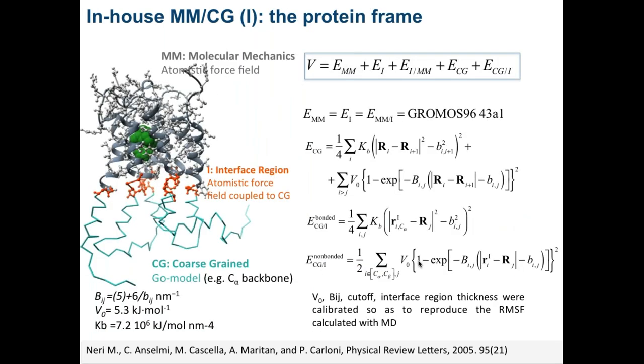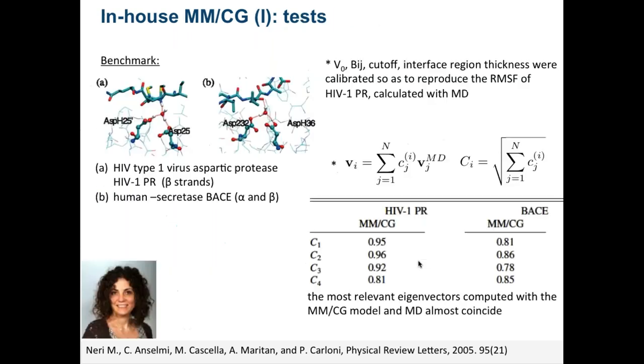In the first implementation, we tested the potential for two cytosolic proteins, HIV type 1 virus aspartic protease and the human secretase BACE. So before moving to receptors, to membrane proteins, we first tested this scheme for cytosolic proteins, and we tuned the parameters, the cutoff, the interface region thickness, in order to reproduce the root mean square fluctuations calculated with plain MD simulations.